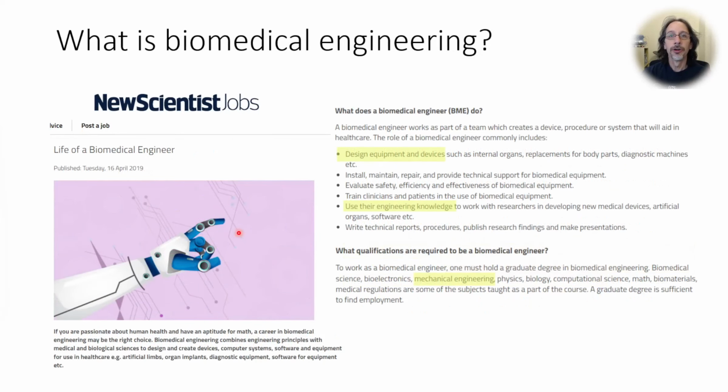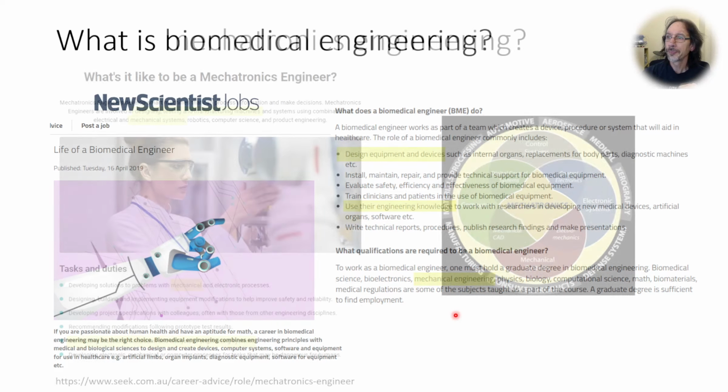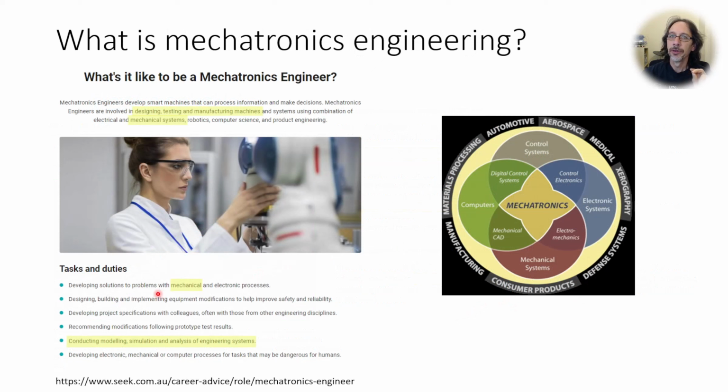Biomedical engineering. So you already saw the example of the work that I've done in biomechanics. Here I've just highlighted: design equipment and devices, use their engineering knowledge, and what qualifications are required to be a biomedical engineer: some mechanical engineering, understanding, physics, and so on. What about mechatronics engineers? Again, we can see here, this is taken from SEEK: designing, testing and manufacturing machines, mechanical systems, designing or developing solutions to problems with mechanical processes, conducting modelling, simulation and analysis of engineering systems.